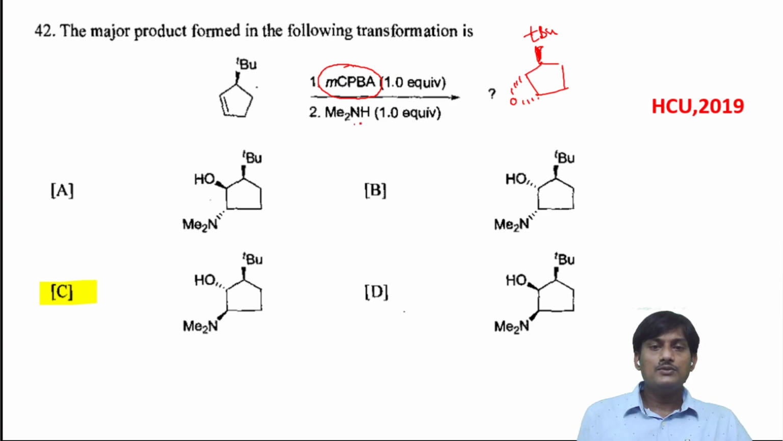Next, this one can act as a nucleophile. It attacks here. When it attacks from above the plane, the epoxide oxygen gets pushed below the plane. So Me2NH is above the plane, and this OH will be below the plane. So which one is the correct option? This one is above, OH is below, and Me2N is above the plane. So C is the correct option.